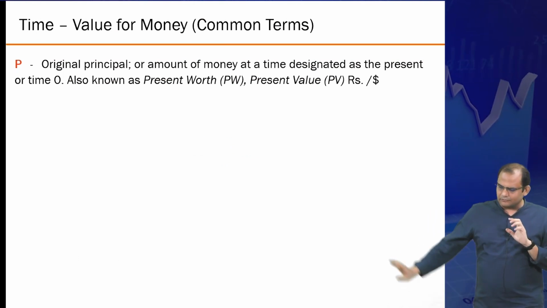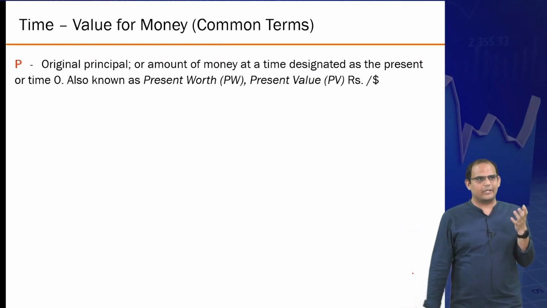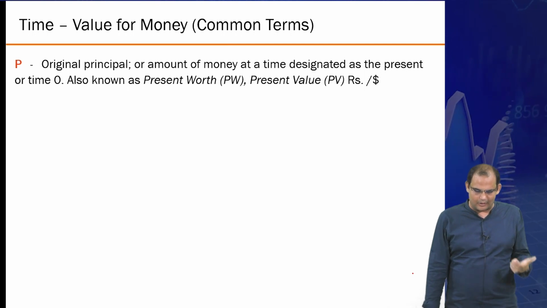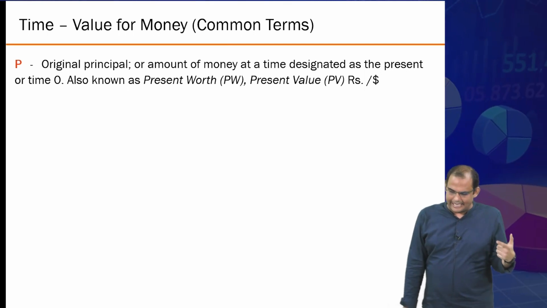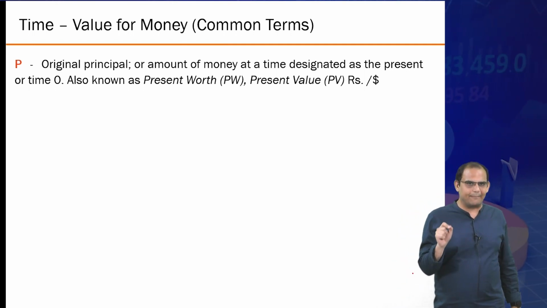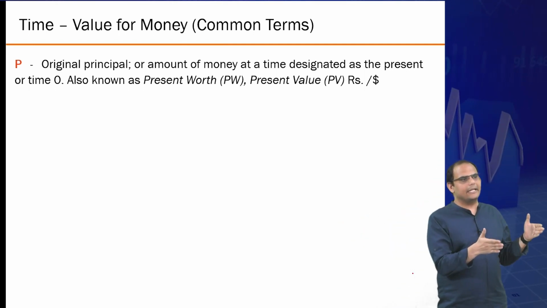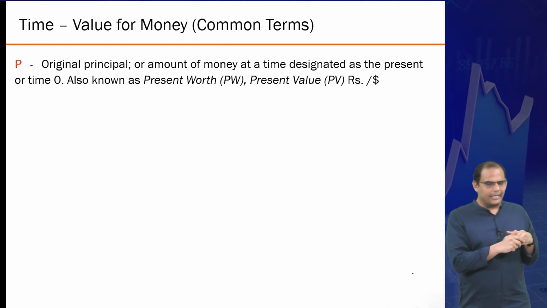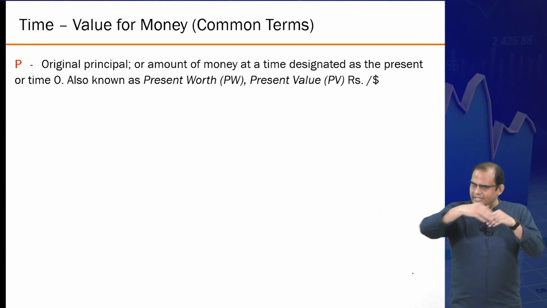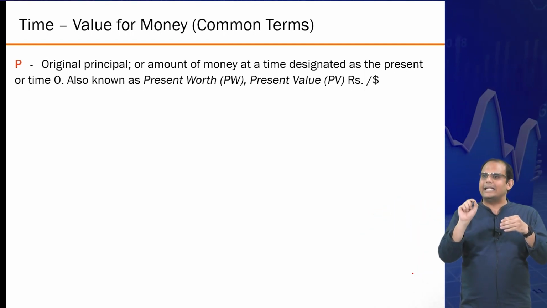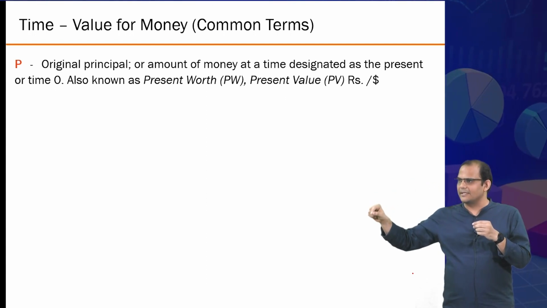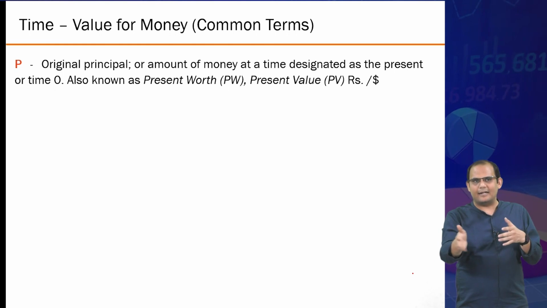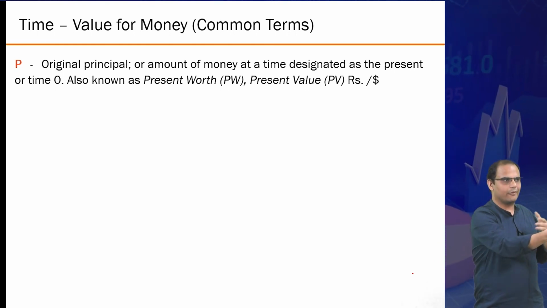Alright, then just trying to repeat some of the common notations that we'll be using throughout. So capital P is the original amount or the amount of money at a time designated at the present time. This is one thing that you also have to consider. Whenever you are doing the calculation, you are dealing with years as 0, 1, 2, 3 in terms of the number of periods. But the real years are 2023, 2024, 2025.